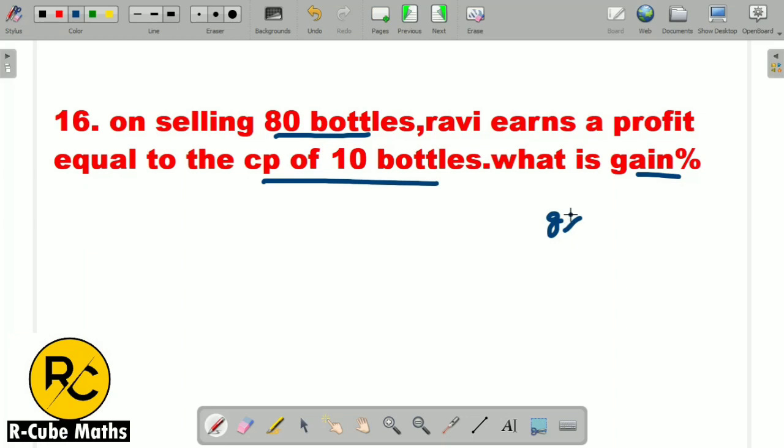So what is gain percent? Gain percent is gain by CP into 100%. This is the formula. So here, on selling 80 bottles, Ravi earns a profit equal to the CP of 10 bottles.